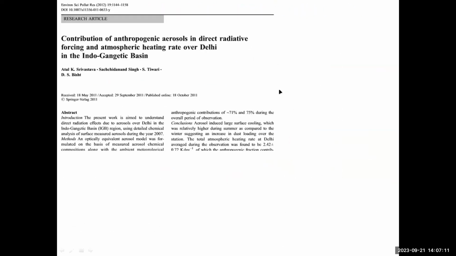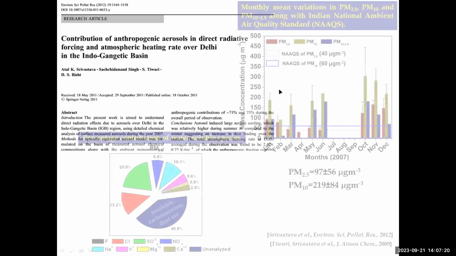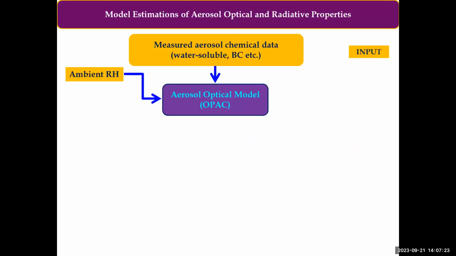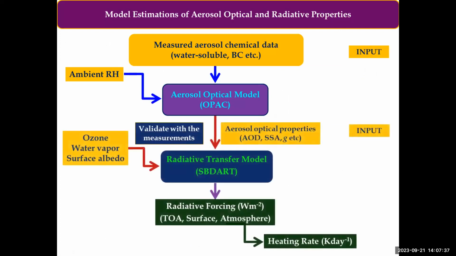Okay, all the pollutants have a significant effect on the climate system. So in this study, based upon a modeling technique, we have used this PM2.5 aerosol chemistry data as an input into the aerosol optical model called OPAC, optical properties of aerosol and cloud, along with ambient temperature, RH, and other meteorological parameters, which provides the information about aerosol optical properties like spectral aerosol optical depth, scattering albedo, and asymmetry parameter as an output.